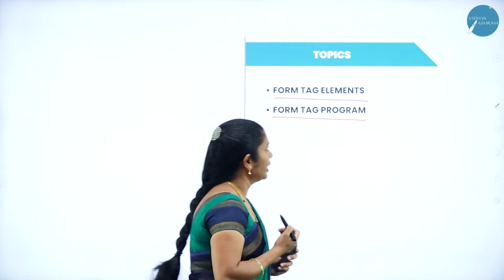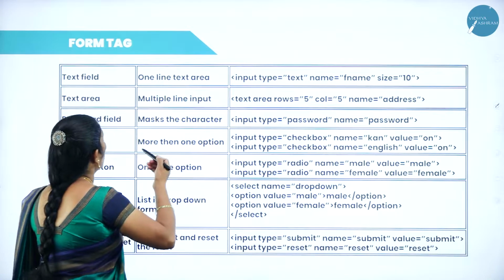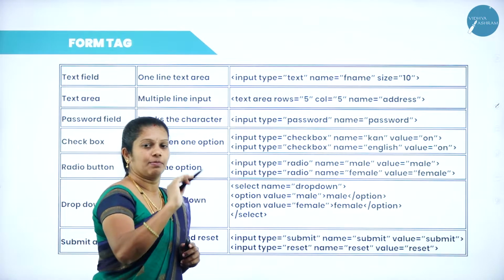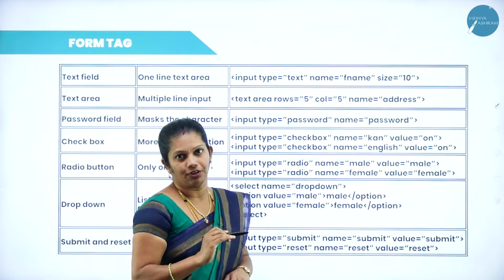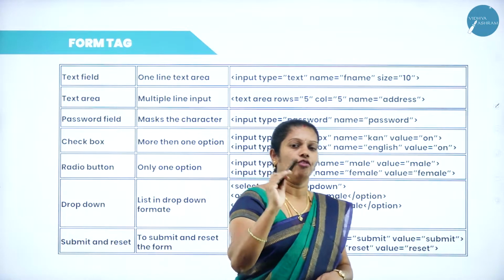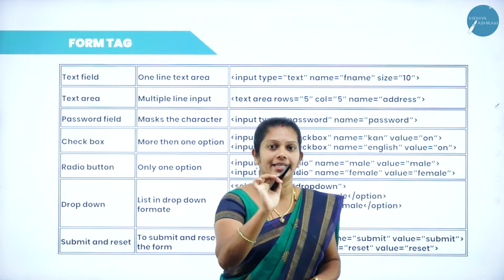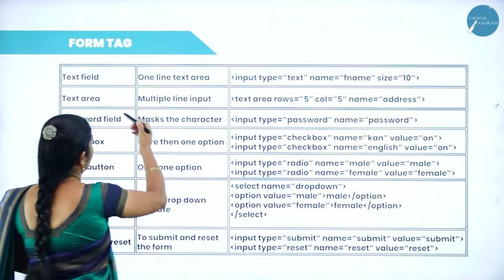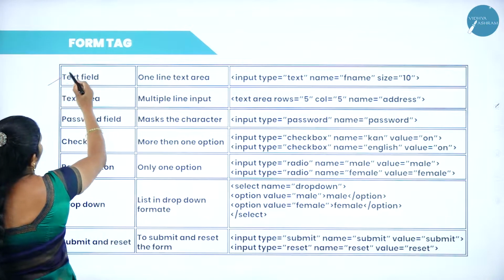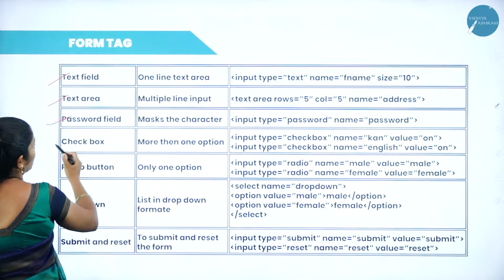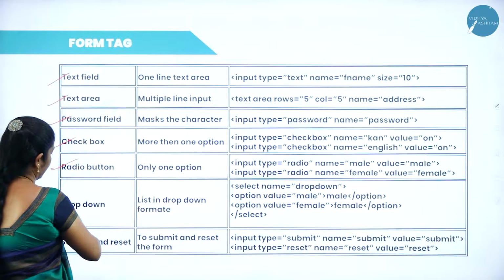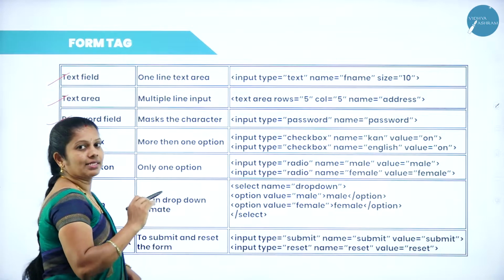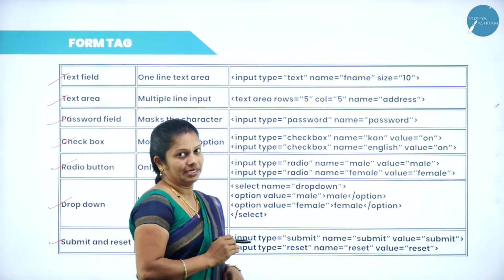Okay, now we will explain the different form elements first of all. Then only we will explain the program. Then it will be easy for you. Already you came to know form helps to input data on the output screen. Whereas when we come to form elements, there are several form elements like text field, text area, password, checkbox, radio button, drop down button, as well as submit and reset buttons here.